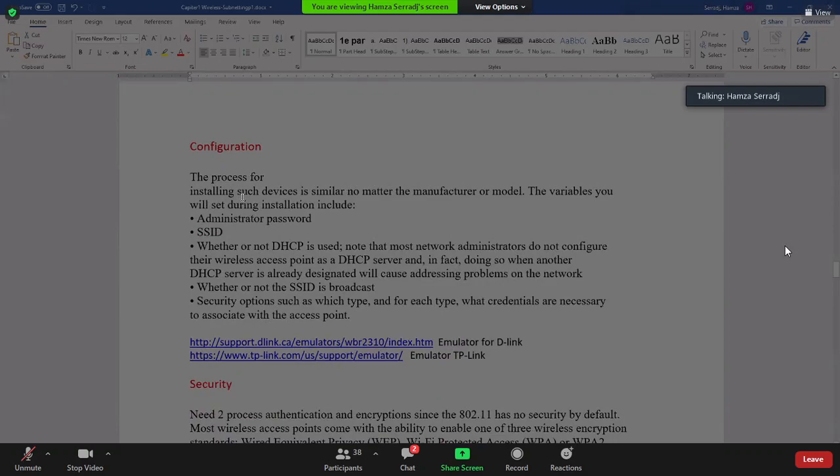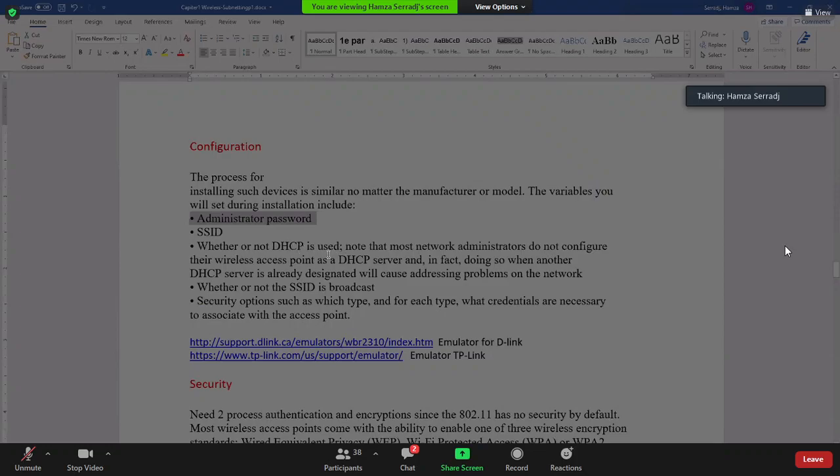Configuration, the process. Installing such a device is similar no matter the manufacturer or model. The variables you will set during installation include, when you get a Wi-Fi router, your SSID first, right? So you're going to name it, for example, your name or whatever. You can hide it, you can do whatever you want. An administrator password: it's very important to go and change it, because usually when the ISP sends you a router, it will be by default something like admin, right? So you go and change it.